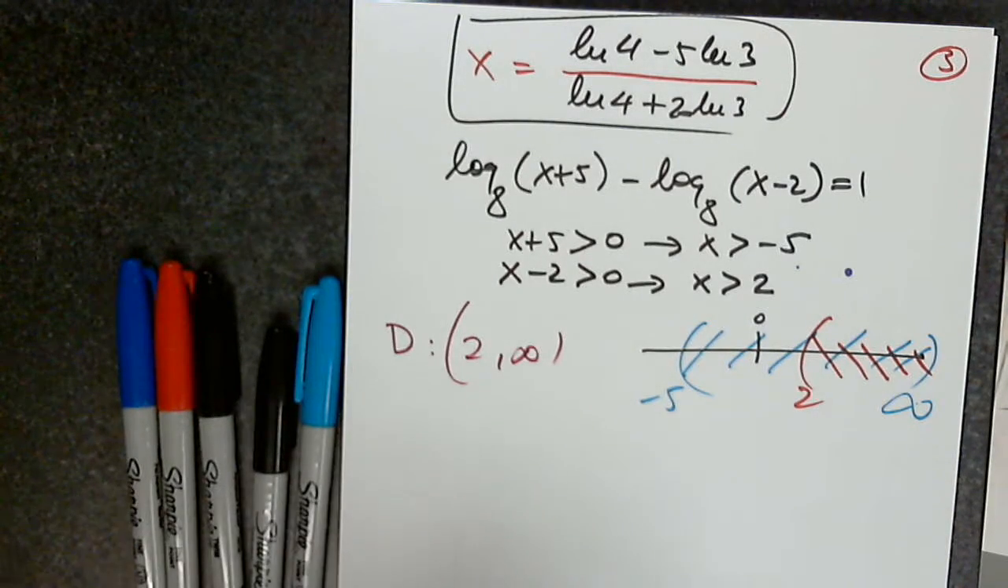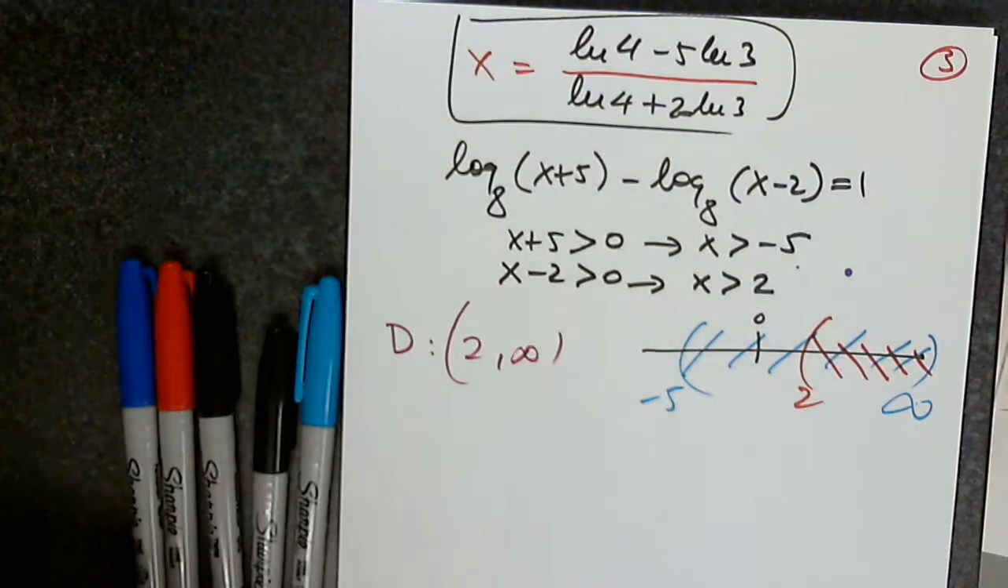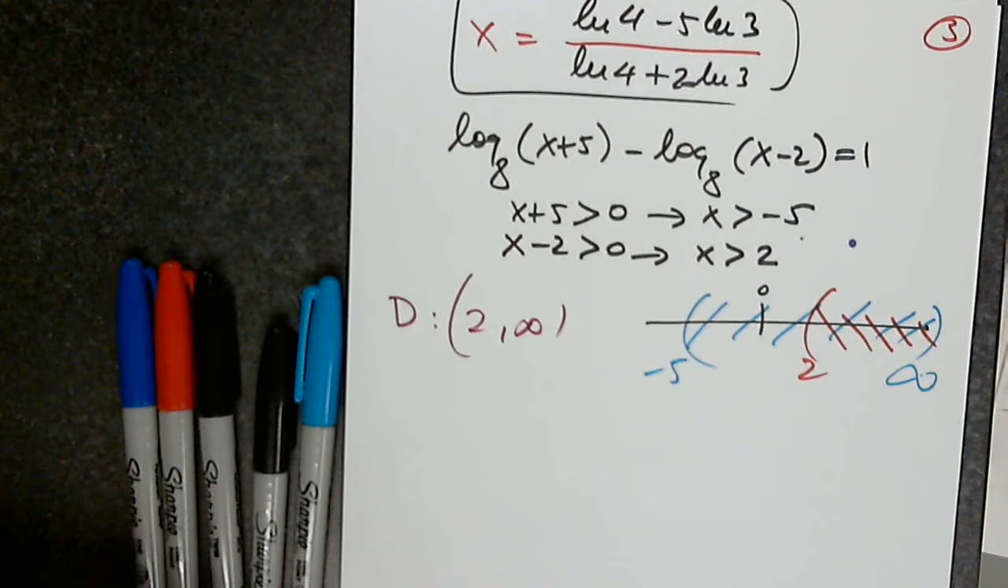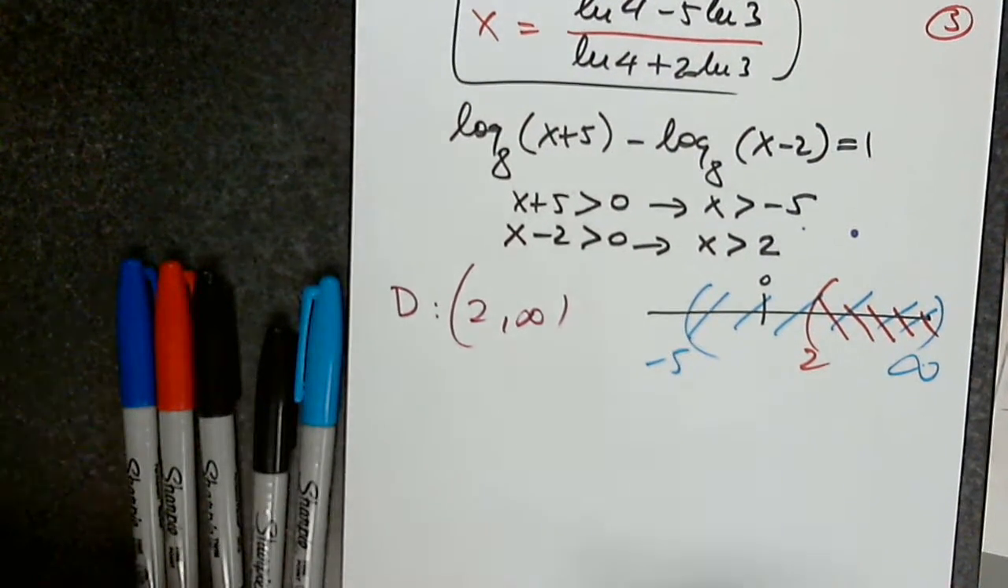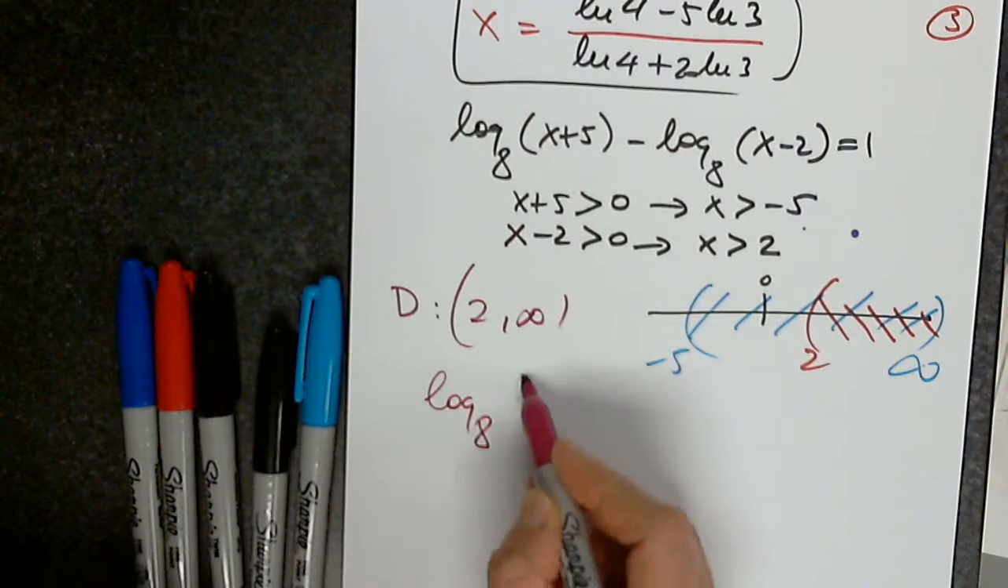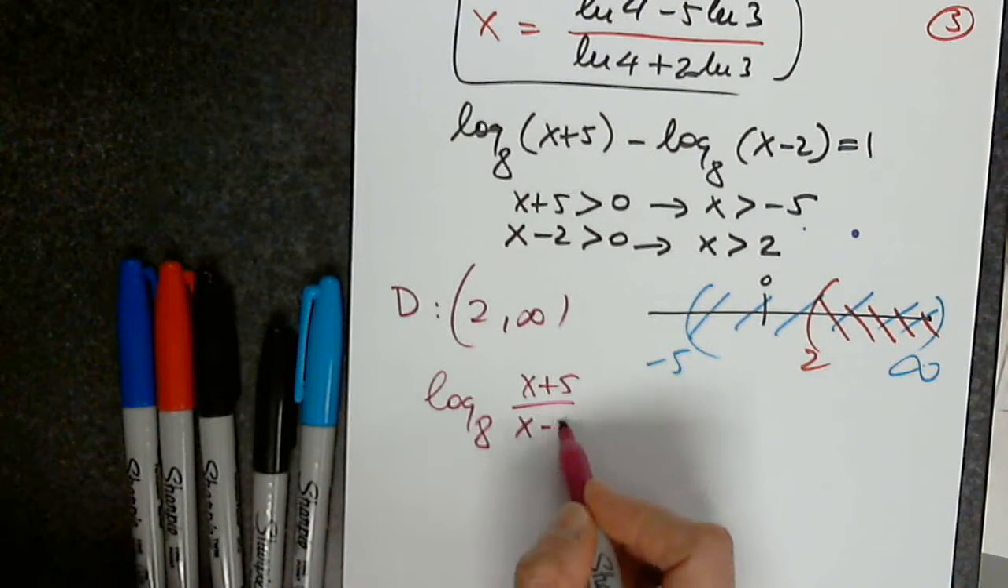So the domain is x greater than 2. Do we all agree with the domain? Okay, now I will condense. Almost everyone, I think everyone, condensed it correctly. But then the whole thing went downhill. So log base 8 of x plus 5 over x minus 2.